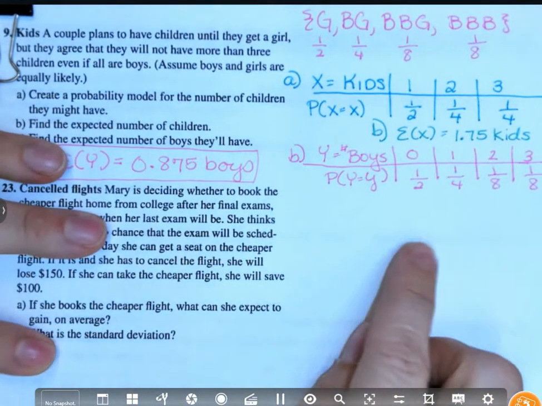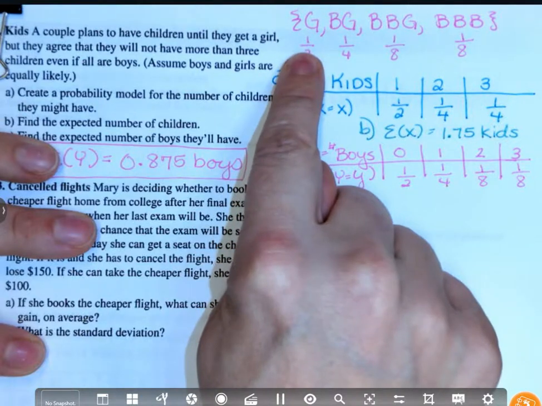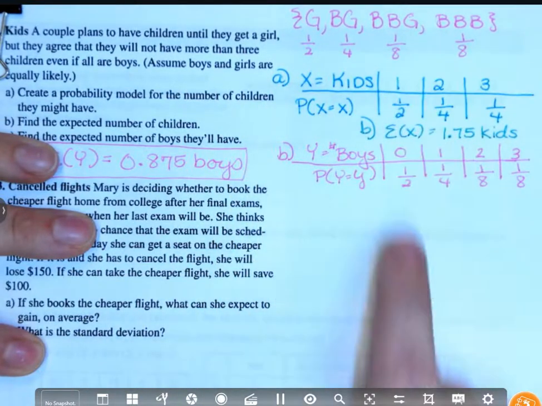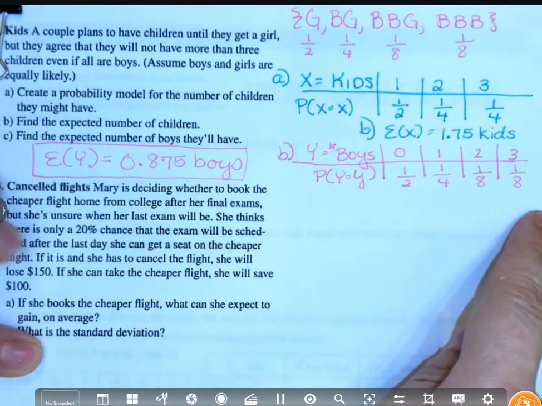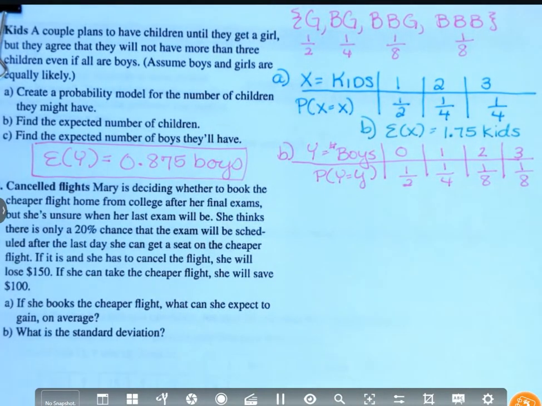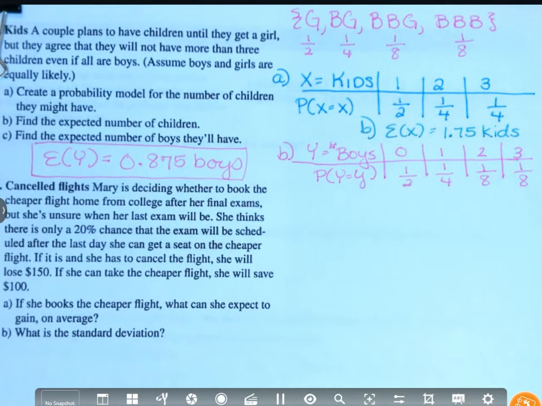Well, that's actually the percentages that I have listed here. No boy, 1 boy, 2 boys, 3 boys. Just fill it out. So the expected number of boys is 0.875 boys. Again, it's not what I think is going to happen this one shot, but it's what I would expect to occur in the extreme long run on average. Okay? All right.